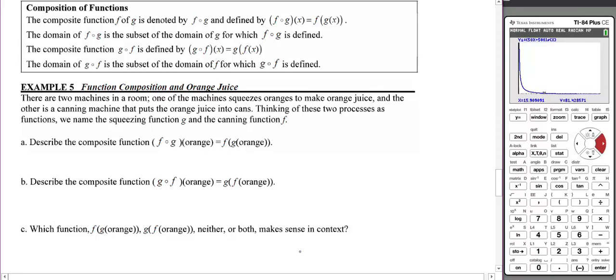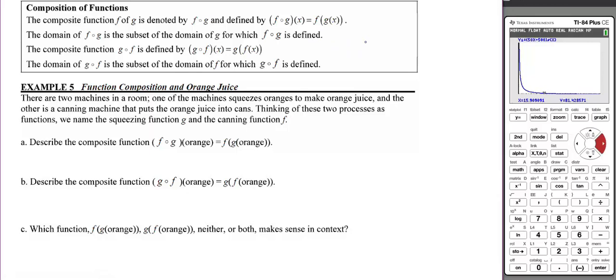Composition of functions. The composite function f of g is defined by f composed of g of x, which is f of g of x. So f is composed of or made of g of x. G of x is the ingredient that is being put inside the f function. The domain of f composed of g is the subset of the domain of g for which f composed of g is defined.